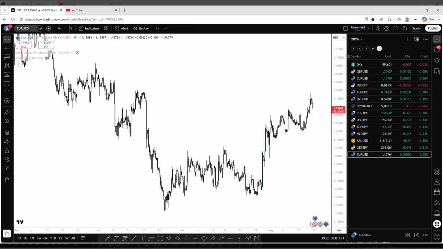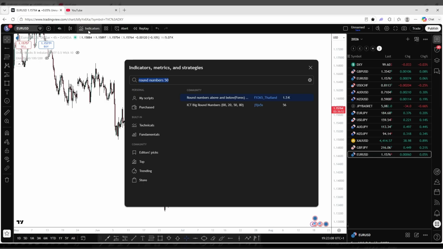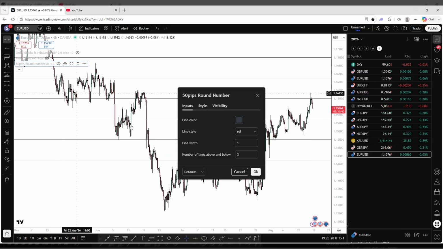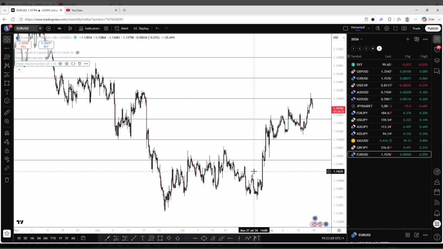Right, traders, stop overcomplicating your trading, and in this video I'm going to show you exactly what you need to do. So what we're going to do is go to indicators on TradingView and type in round numbers 50. Type that in, click it and add it to your chart. Simple as that. If you want, double click it and maybe change this bottom bit to 3, that's basically saying how many lines you want above and below price. Maybe change it to 10.